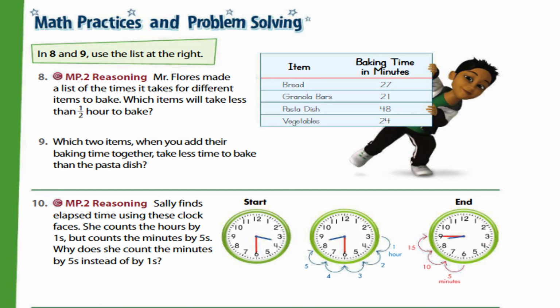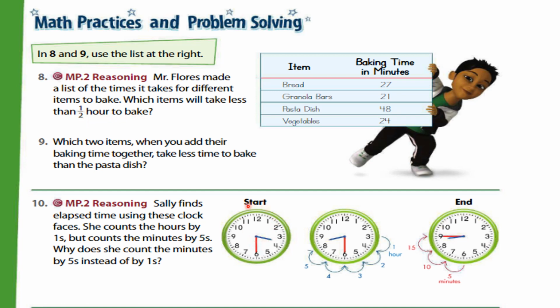Okay, next page we have a table and 2 questions related to this table. So this table is about items and here are the items written and baking time in minutes. So this is the minutes time we need to bake them. So question 8, Mr. Floors made a list of the time it takes for different items to bake. Which item will take the less than half hour to bake?